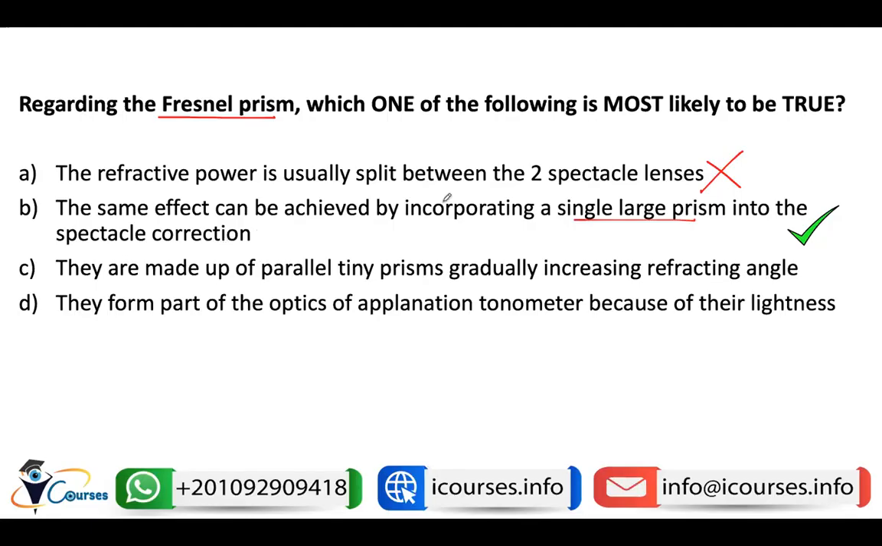This is correct because, as I mentioned, the Fresnel prism provides the same prismatic power as a conventional prism, but we are just making it smaller and thinner. How does it do this? By having parallel tiny prisms that have an identical refracting angle. They do not gradually increase in refracting angle, and they do not contribute to the optics of the applanation tonometer, as we will mention in the instruments.